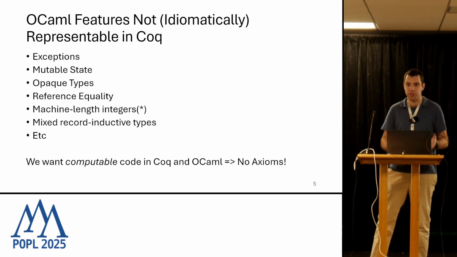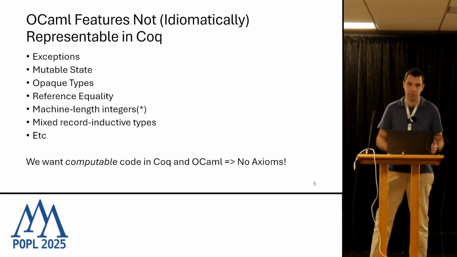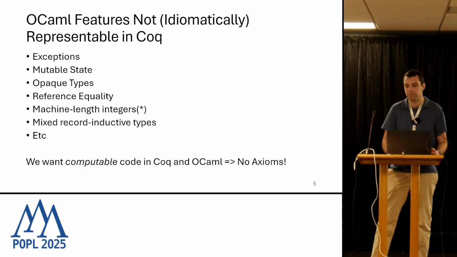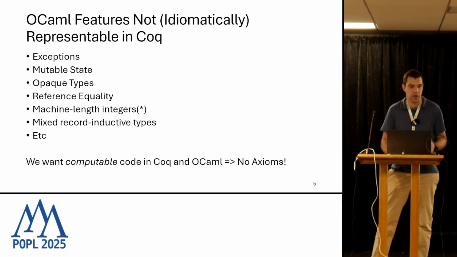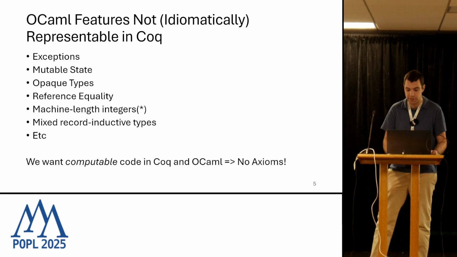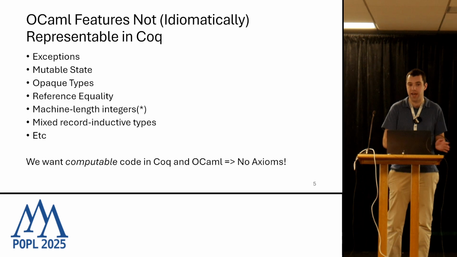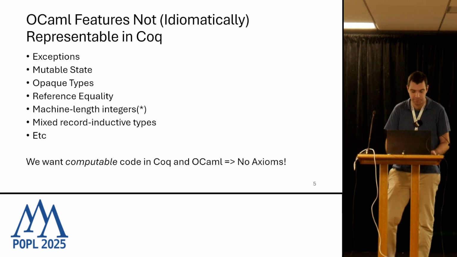is that we want computable code in Coq. So we want to be able to do things like proof by reflection and to actually use simplification and things like VM compute and so on with this code, to take advantage of the nice computation capabilities that Coq has inside the proof assistant, which means we don't want to just axiomatize all of the OCaml behavior.